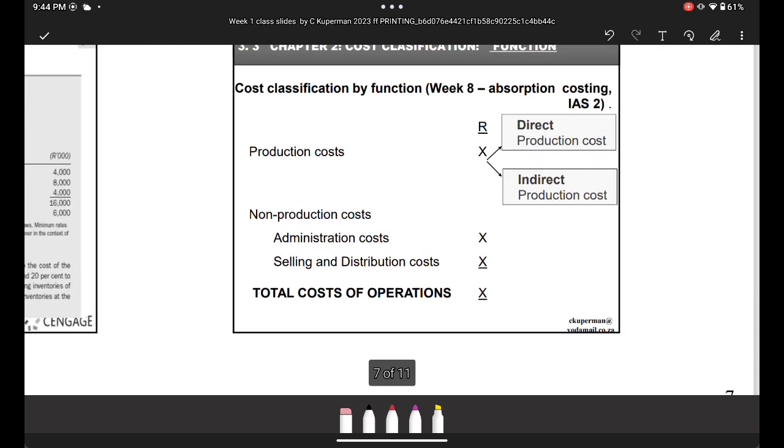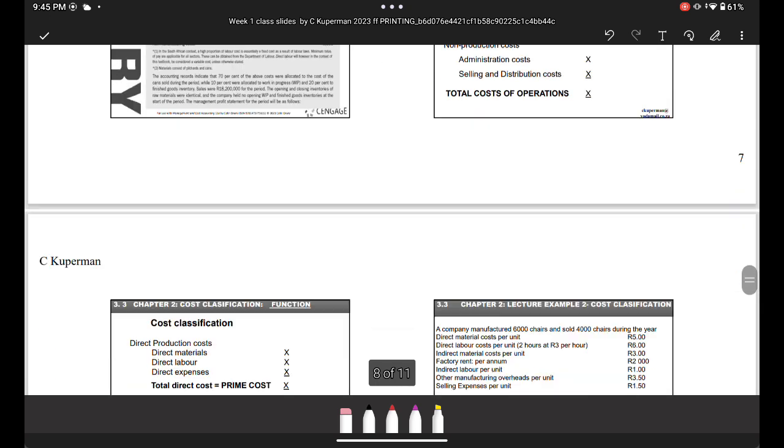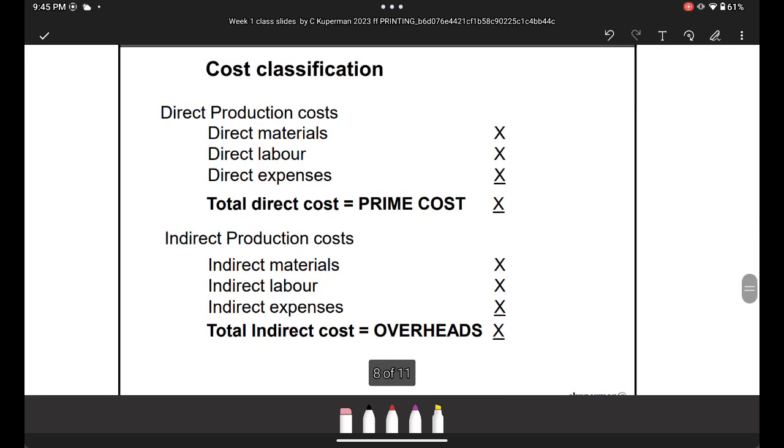Okay, so product cost, I told you, has direct cost and indirect cost, right? Non-production cost, also known as your period cost, are two things. I told you always two things: selling and distribution, or your administration cost. All that put together will total cost of operations. Now, very important here is to make note of this prime cost. Prime cost is all your direct cost. So prime cost is equal to your direct material plus direct labor and any direct expense. So basically all direct cost is prime cost.